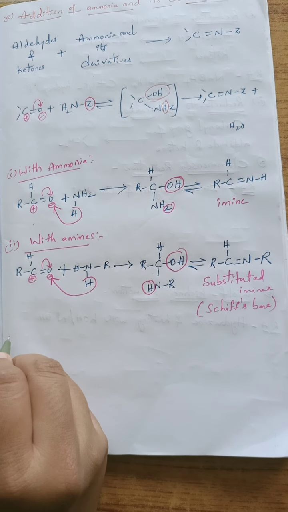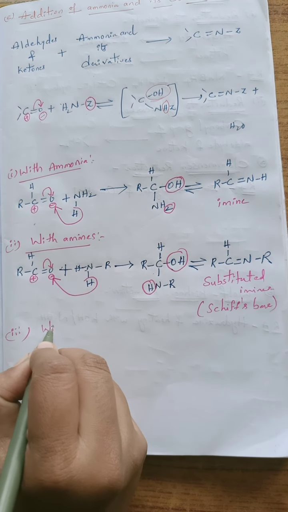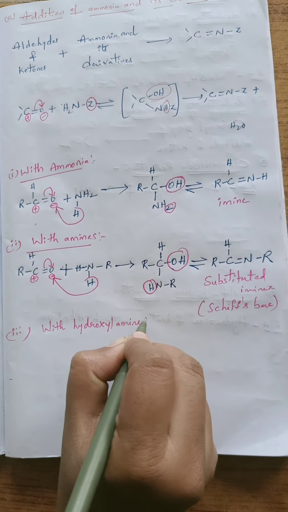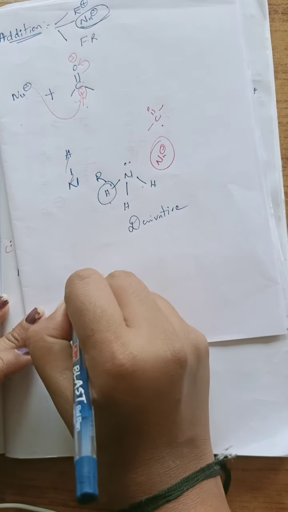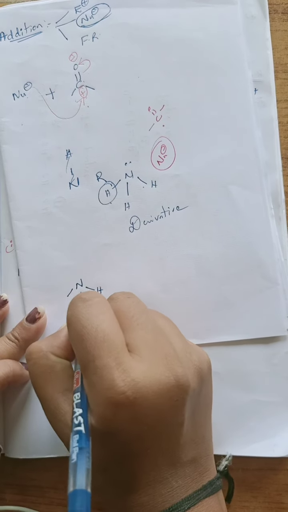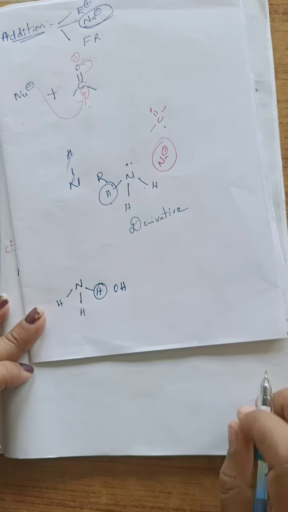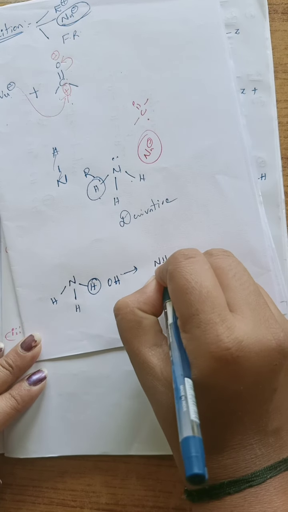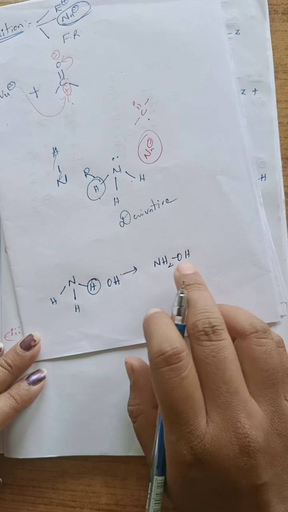Now we will see the third one. That is the reaction with hydroxylamine. First we will see what is hydroxylamine. In ammonia, I am writing here the ammonia structure once again. NH3. In ammonia, if one of the hydrogens is replaced by an OH group, then we will get which structure? NH2OH. This is called hydroxylamine, which is one of the derivatives of ammonia.